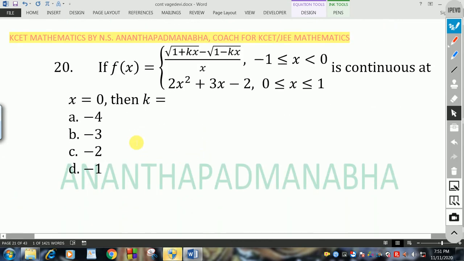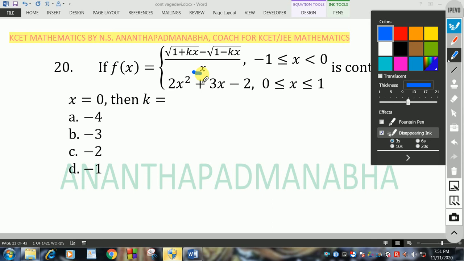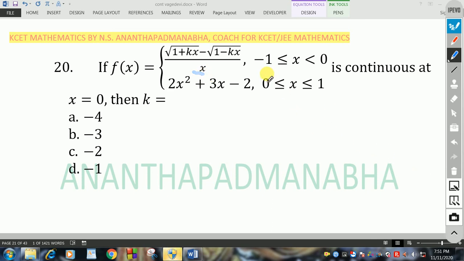Now if f of x is equal to root of 1 plus kx minus root of 1 minus kx by x for minus 1 less than or equal to x less than 0, and 2x square plus 3x minus 2 for 0 less than or equal to x less than or equal to 1, and f is continuous at x equals 0, it is given, then k is equal to? So I have to consider left hand limit and right hand limit.